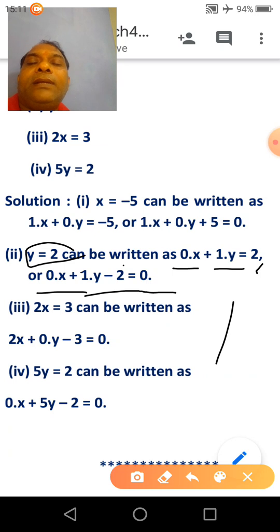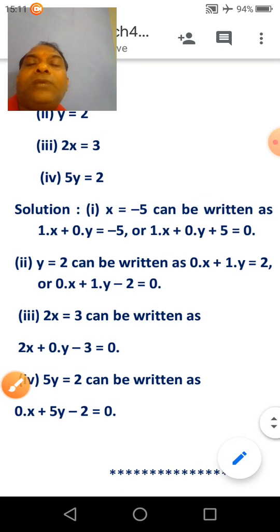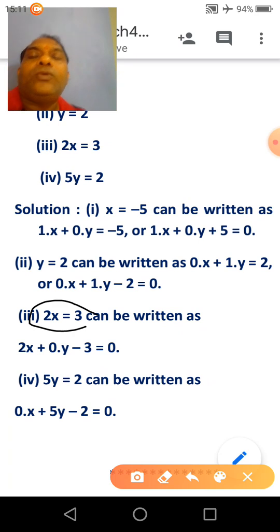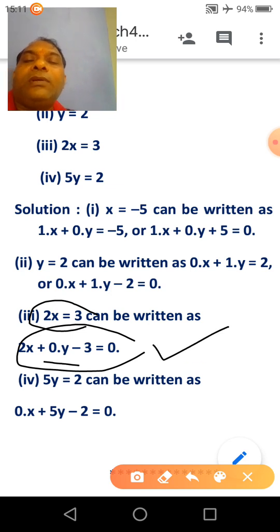Here a will be 0, b will be 1 and c will be minus 2. Clear? Now next example, 2x is equal to 3. So 2x is equal to 3, you have to represent it in linear equation in two variables. So you can write it 2x plus 0 into y minus 3 is equal to 0. Clear? So this is the form of ax plus by plus c is equal to 0. Here a is equal to 2 and b is equal to 0 and c is equal to minus 3.